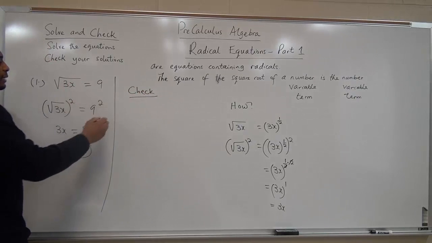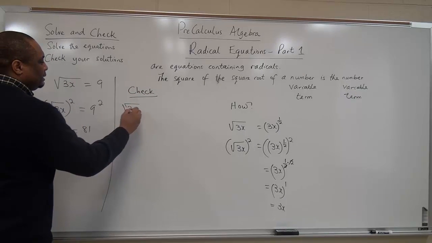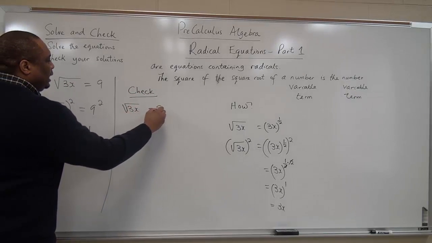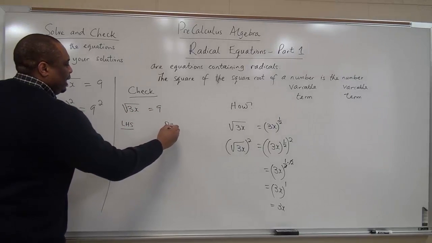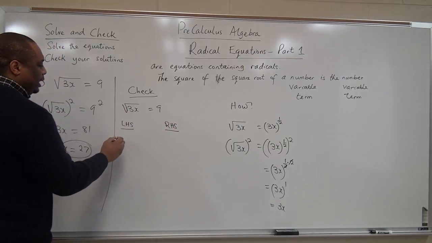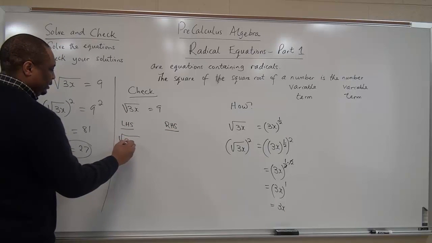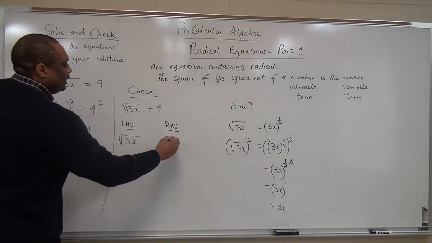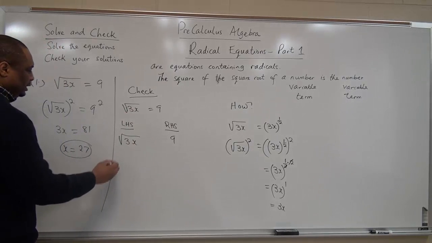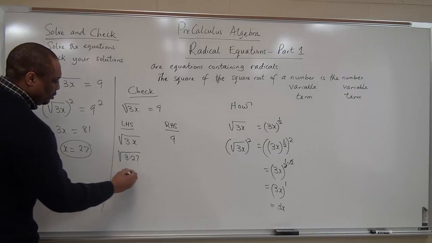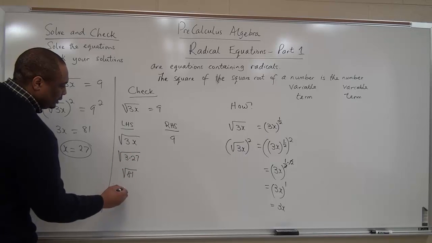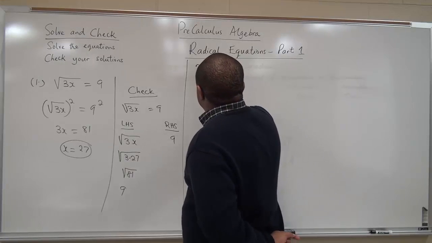And then we write the main problem, square root of 3x equal to 9. We write our left-hand side, right-hand side. Square root of 3x is the left-hand side, 9 is the right-hand side. So this is square root of 3 times 27, which is square root of 81, which is 9.